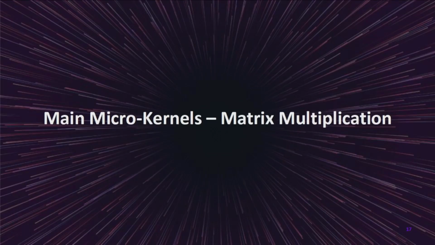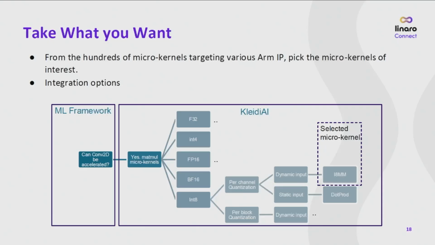Now we go on to the main microkernels. How are we on time? Should speed up a little bit. This is the last section, by the way. Now we go to the main microkernels, which is matrix multiplication.